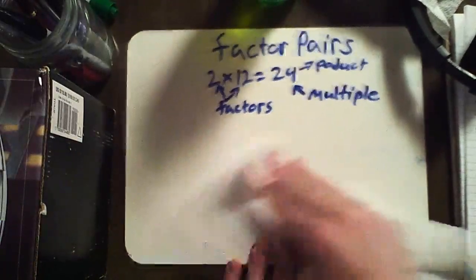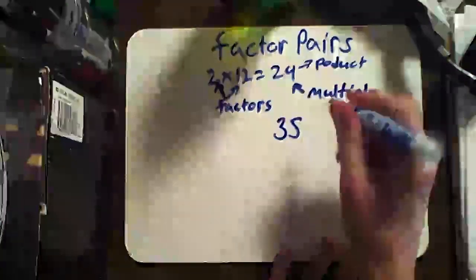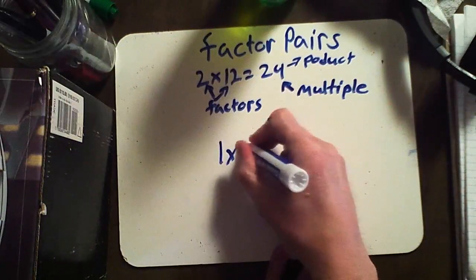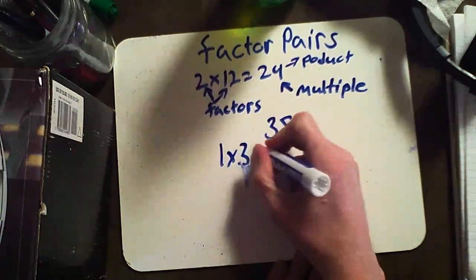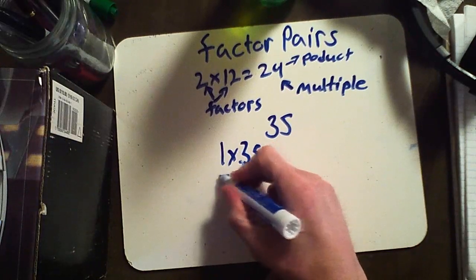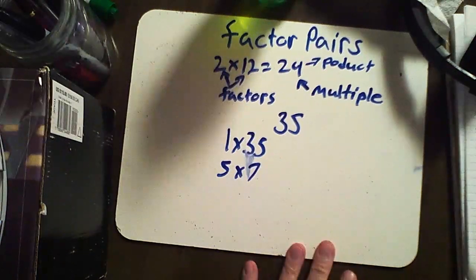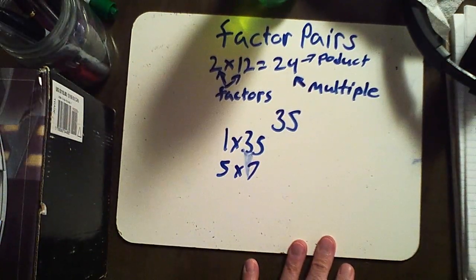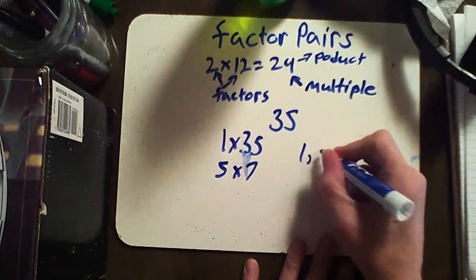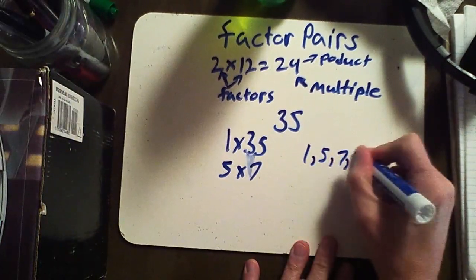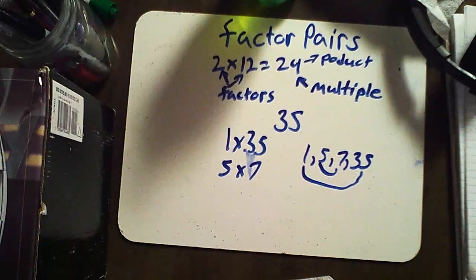Or let's say we have a number like 35. Well, I know 1 times 5 is 35. And I know, what? No, it's not. 1 times 35 is 35. And 5 times 7 is 35. And that's it. Those are all the factors. It has a lot fewer factors than 24, doesn't it? So the factors of 35 are just 1, 5, 7, and 35. It has only 4 factors. All right?